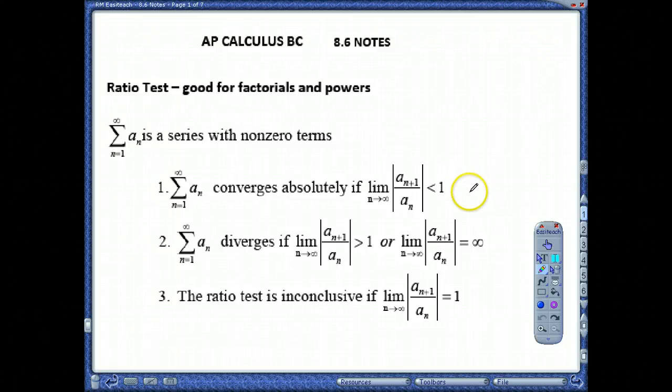Welcome to section 8.6. We're going to look at the ratio test, which is good for factorials and powers. When you're looking at it, it's going to fall into one of three categories.